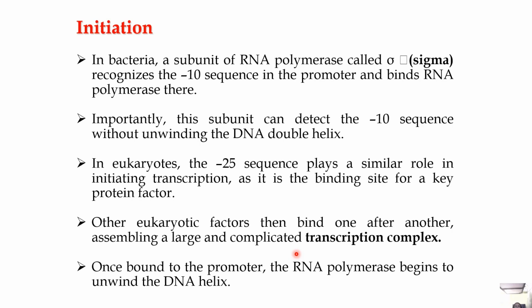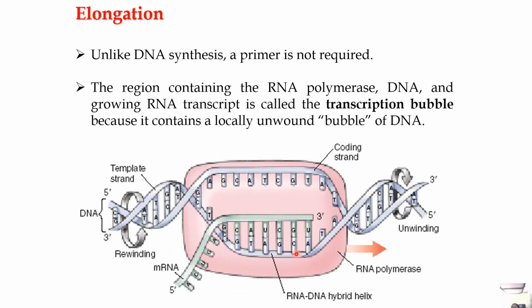In eukaryotes, the -25 sequence plays a similar role in initiating transcription, as it is the binding site for a key protein factor. Other eukaryotic factors then join one another, assembling a large complex, and RNA polymerase begins to unwind the DNA helix. Unlike DNA replication, a primer is not required. The region containing the RNA polymerase is called a locally unwound bubble.